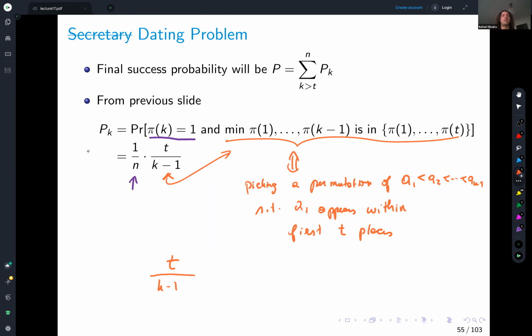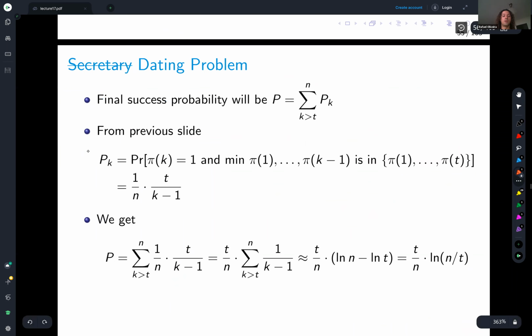So this is our probability of success. The probability that the first person will be at location k, and that we're not going to pick anyone until we see that person, is exactly T over N times 1 over K minus 1. Okay. And now what do we do?